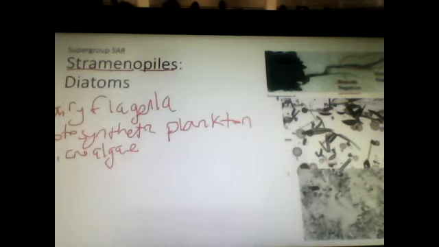Okay, this is the biggest group. The diatoms are the biggest group of phytoplankton. So phytoplankton is another way for us to say photosynthetic plankton. So let's just use that term here too.